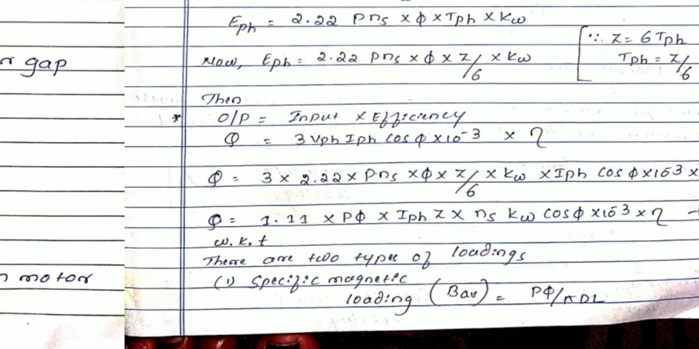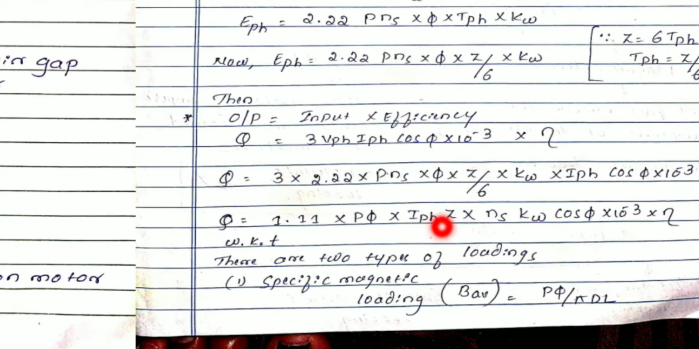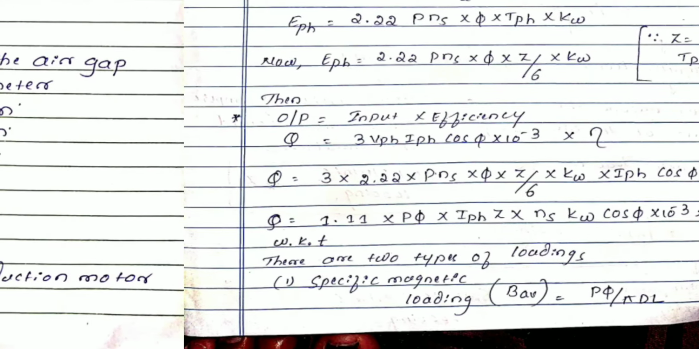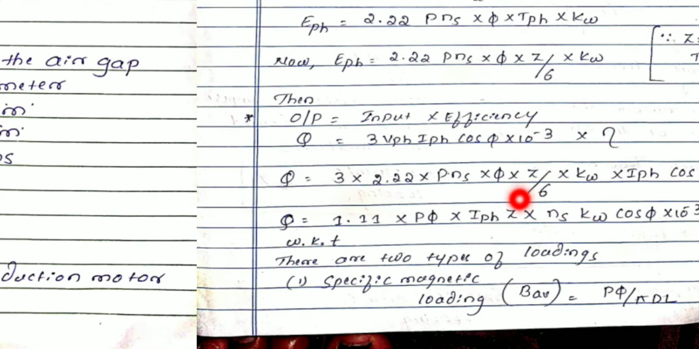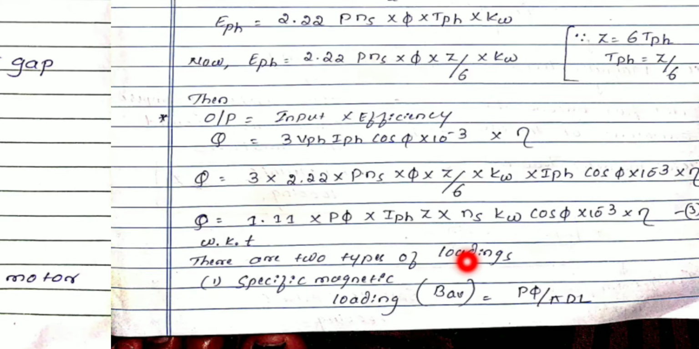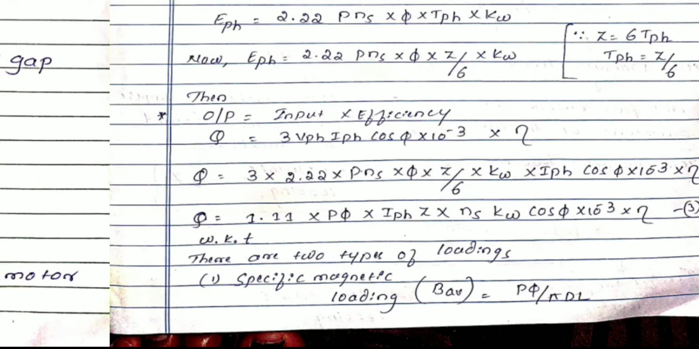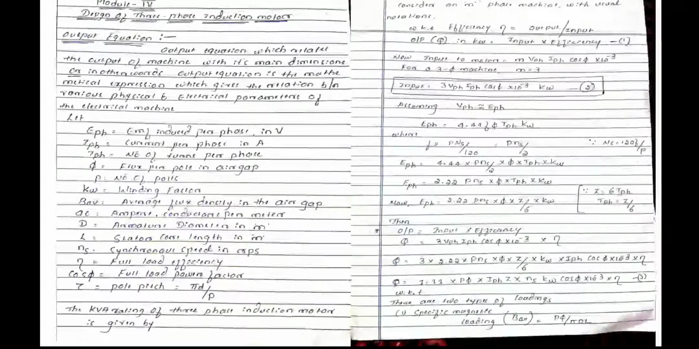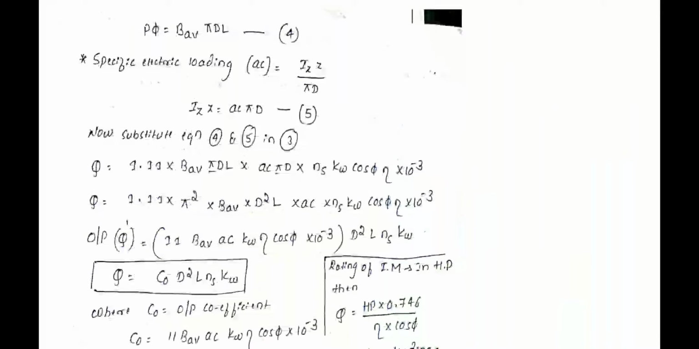We know the purpose of taking these two on one side: the product of P into pi gives the specific magnetic loading. We have different kinds of loadings. One is specific magnetic loading and one more is specific electric loading. In the before session we already discussed the specific magnetic loading, which is represented by average flux density, given by P pi divided by pi into D into L. So from that equation, P pi can be written as B average into pi DL. Call this equation 4.